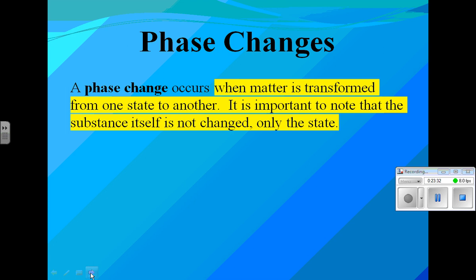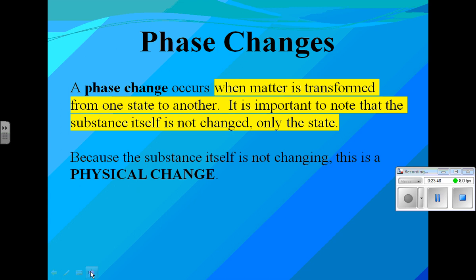But a phase change occurs when matter is transformed from one state to another. It's important to note that the substance itself doesn't change, it's only the state of matter. So that will be important when we start talking about physical versus chemical changes. Because the substance itself is not changing, it is a physical change. So I might write that somewhere near the phase change, that it's just a physical change when it changes from one state of matter to another.